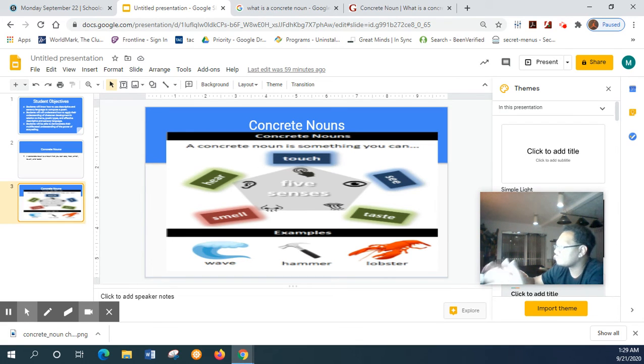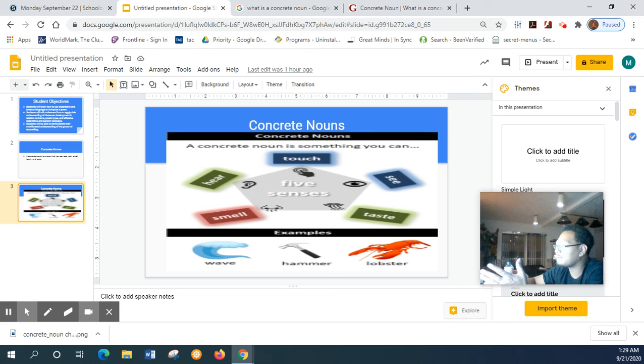We give you some examples. A wave, you can see, you can hear it, you can actually smell it. A hammer, you can touch it, see it. If you bang it, you can actually hear the sound that a hammer makes. Lobster, you know what it is. We can eat it, we can touch it, we can see it, we can definitely taste it. So that's pretty much it. Just pay attention to those things.